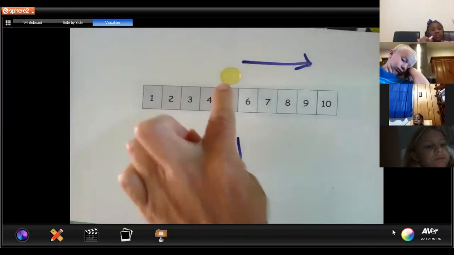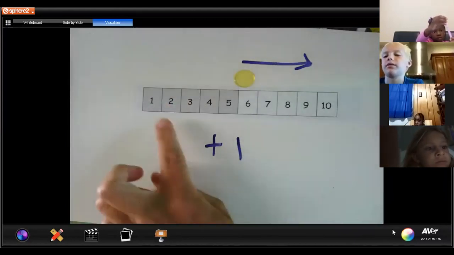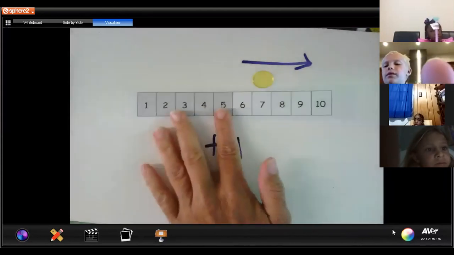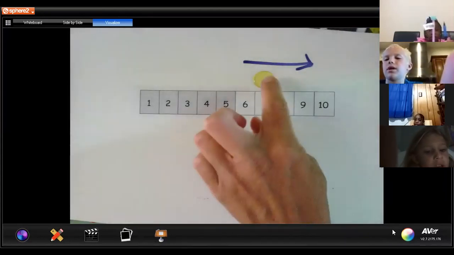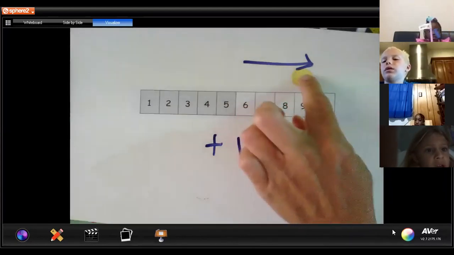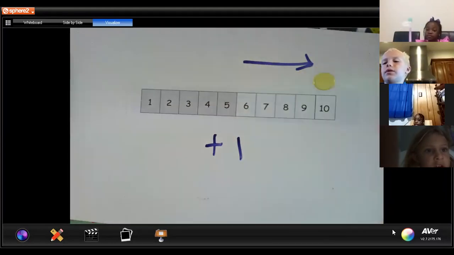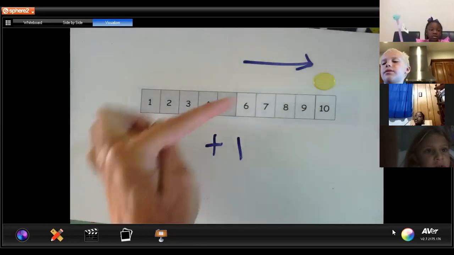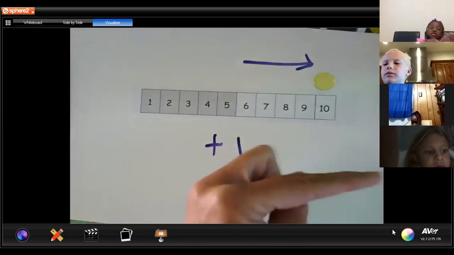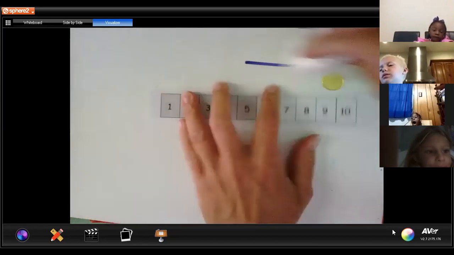What's 1 more than 5? 6. What's 1 more than 6? 7. What's 1 more than 7? 8. What's 1 more than 8? 9. What's 1 more than 9? 10. Very good. Now, show me which direction you go when you're adding 1. Your number gets bigger.